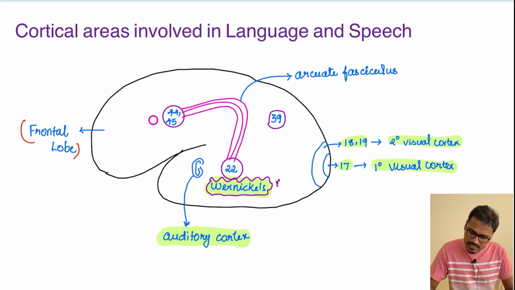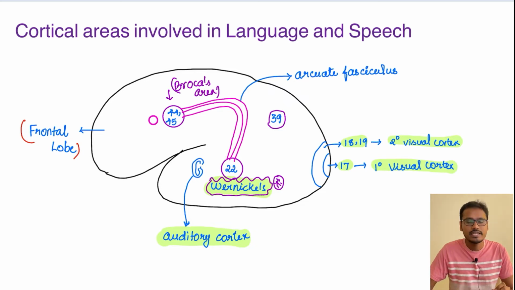So this Wernicke's area is important. Now coming to another area, which is area number 44 and 45. All of you might know this area already. It is nothing but our Broca's area. These are the two primary areas involved in language and speech, and they are connected with the help of some fibers, as you can see here, which are called the arcuate fasciculus.